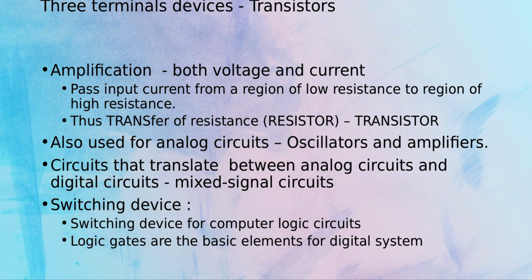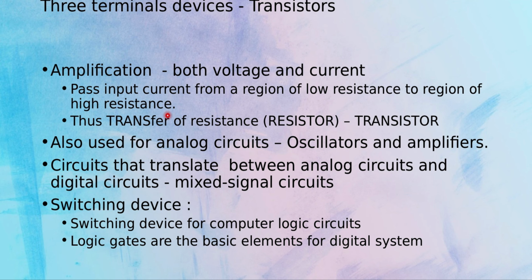So moving on, we will be seeing the applications of a three-terminal device called the transistor. Now we have two types of transistors, that is the BJT and FET, that is bipolar junction transistors and field effect transistors. So these are used in amplification. They are used in both voltage and current amplification.